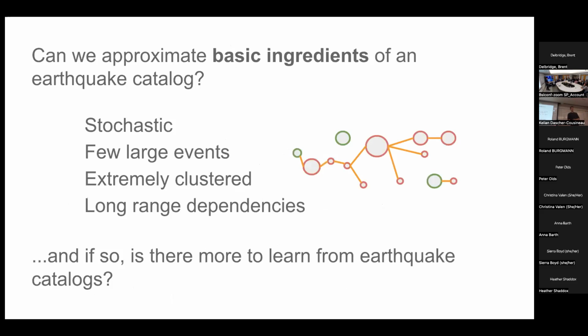That's all well and good, but it's not entirely clear that earthquakes are particularly well-suited tasks for machine learning. Catalogs are extremely stochastic. There are a few large events that are probably going to have an outsized influence on how earthquake sequences evolve. We also expect that they're going to be very clustered in time. There's going to be very long-range dependency. These are a lot of the elements that, in a machine learning task, you'd typically be very nervous about. So for the remainder of this talk, my goal is going to be to convince you that this is indeed a model that's well suited for this task. I don't want you to take my word for it.